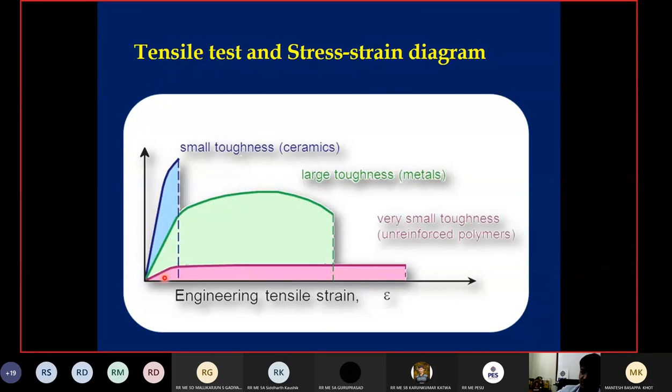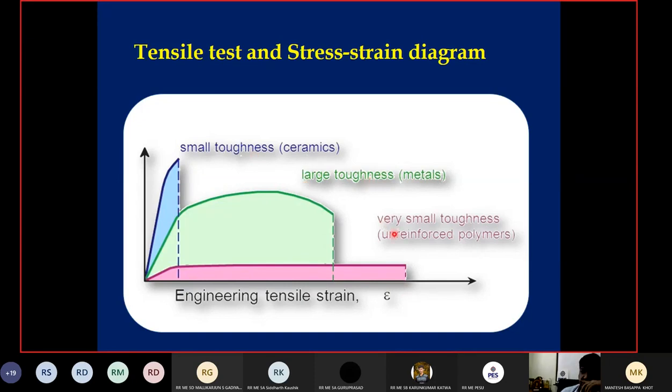The straining capacity of this is different. This one is different. But the stress capabilities of that, the axial stress capacity of this is quite different. And you can also see the pattern of deformation is also very, very different. So by looking at this, you can easily make out which of these has small toughness, larger toughness, and very small toughness. So this is very important.